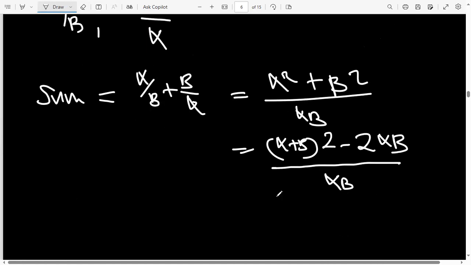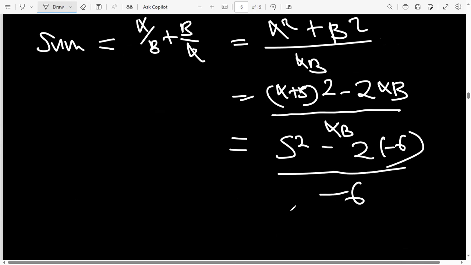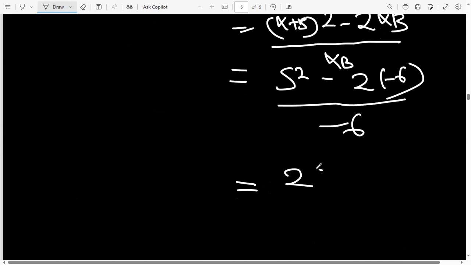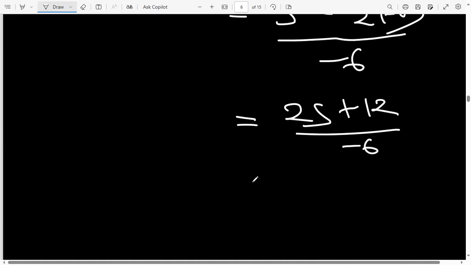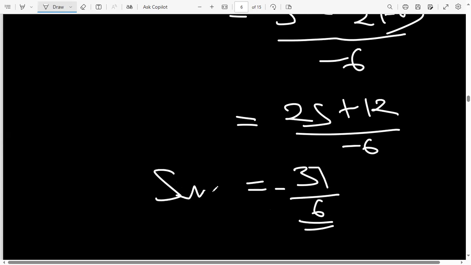Okay, so let's substitute. To find the sum, alpha plus beta is 5. So 5 squared minus 2 times 6, and then divided by 6. So this will be 25 plus 12 divided by 6. What is 25 plus 12? It is 37. And then divided by 6, so you have 37 over 6 as your sum.